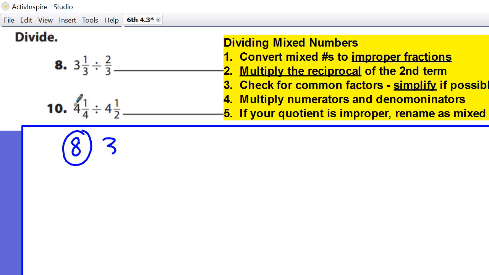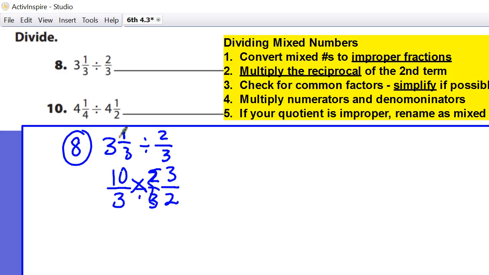Number 8 was 3 1/3 divided by 2/3. So if you go through your checklist, the first step says to convert the mixed numbers to improper fractions. There's only one mixed number here, the one on the left. 3 times 3 is 9, plus 1 is 10. So this one gets rewritten as 10/3. And the second fraction is a regular fraction, so it just stays the same until I go to my next step, which is multiply the reciprocal. So now I can multiply by the reciprocal of 2 over 3, which is 3 over 2. The third step is to check for common factors and simplify if possible. We did this one earlier. 3 and 3 simplify to 1 and 1.